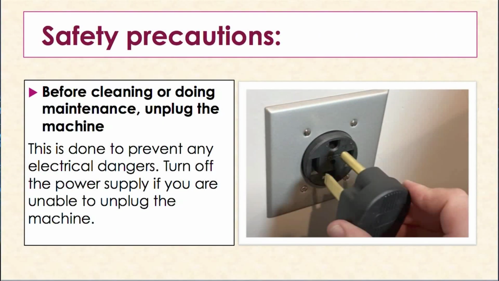Here are some safety precautions to take when using a washing machine. Before cleaning or doing maintenance, always unplug the machine. This is done to prevent any electrical damage. Turn off the power supply if you are unable to unplug the machine.